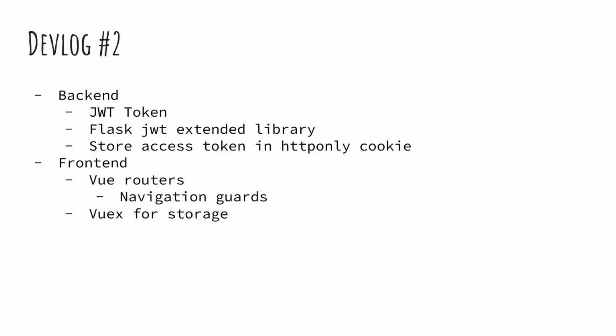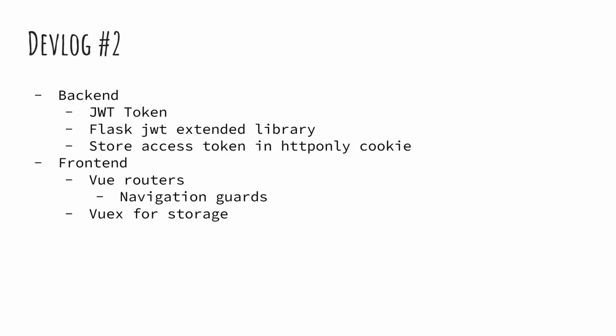Today I'll be going over the authentication logic that I've been working on for the past week or two. So in the backend, I am using the JWT token and also the Flask JWT Extended library. And within the JWT token, I'm only using the access token for authentication. And I'm storing this token in an HTTP only cookie.